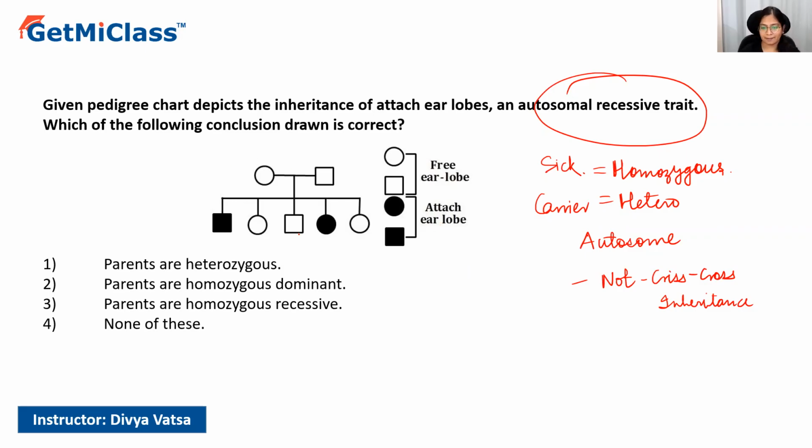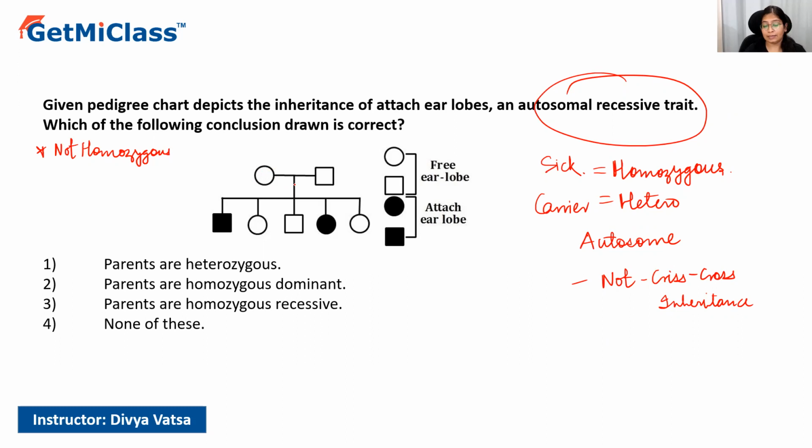Now, here we have to tell what conclusion we can draw. Since it is an autosomal disease, it is not showing the crisscross inheritance pattern here. We have to find out the genotype of these parents. If these parents were homozygous, they would have been shown in the shaded portions. That means both of these parents are not homozygous, for sure.